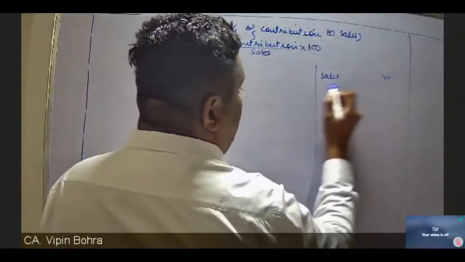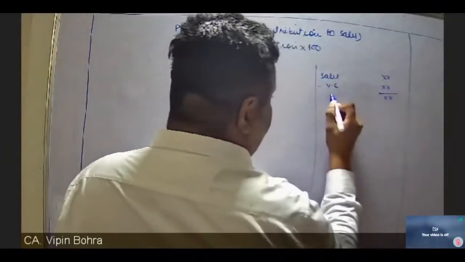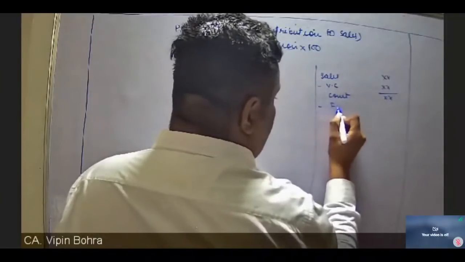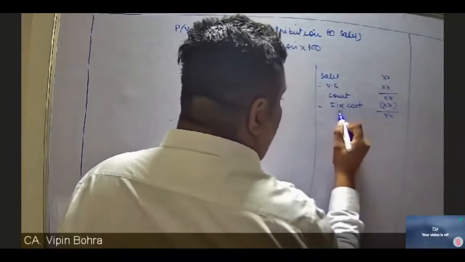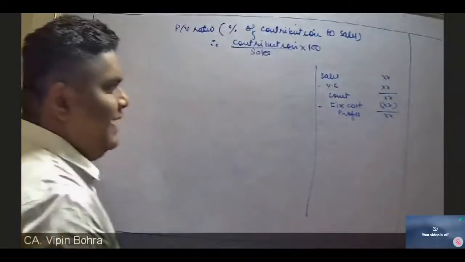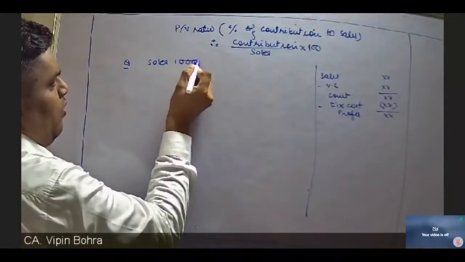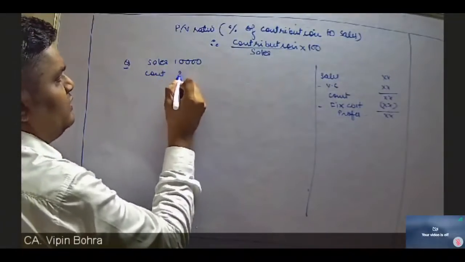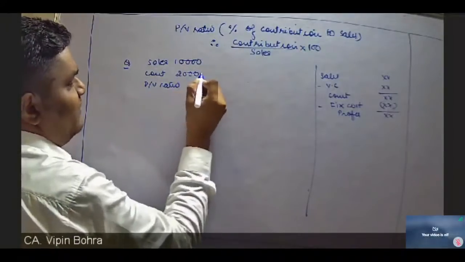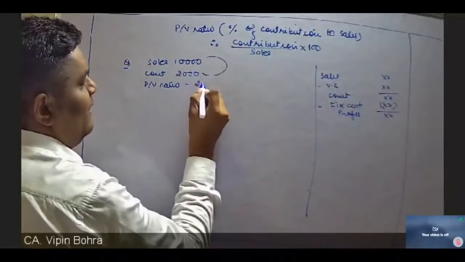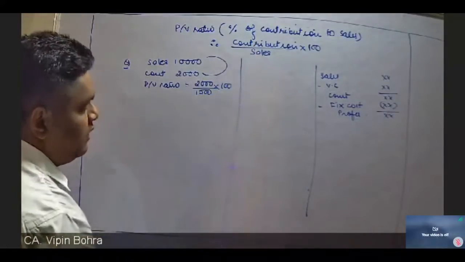Sales less variable cost is what? My contribution. Contribution minus fixed cost is what? My profit. Now let's take few basic examples. Suppose my sales is 10,000. My contribution is 2,000. So what is my PV ratio? What is my percentage of contribution to sales? Very simple. 2,000 divided by 10,000 into 100. That is what? 20%.